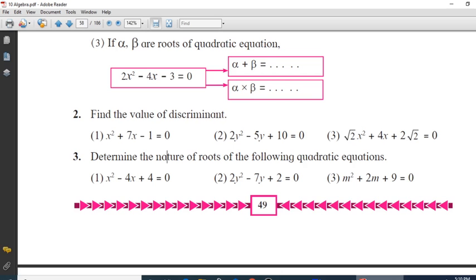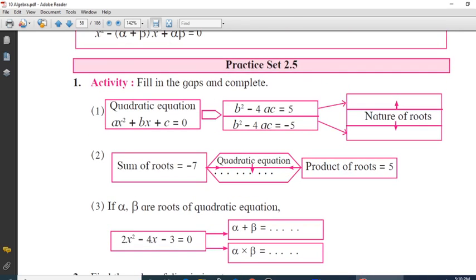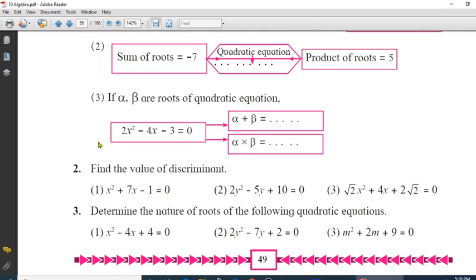Hello everybody. We're going to solve some questions from this practice set number 2.5. We have already done question number 1 and question number 2 in our previous video. This is our sixth video on this topic, quadratic equation of standard 10.